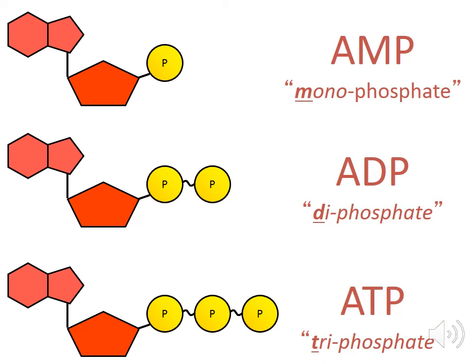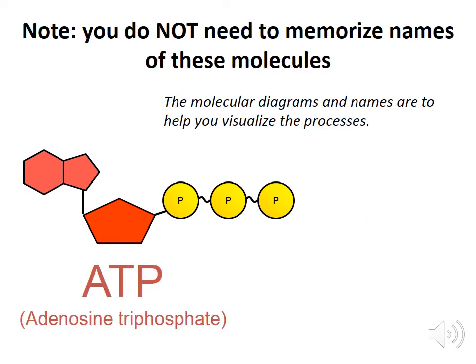We abbreviate these as AMP, adenosine monophosphate, ADP, adenosine diphosphate, and ATP, adenosine triphosphate. So you don't have to memorize the full names of these molecules, just the abbreviations, and the diagrams and names are there to help you visualize how the cell makes ATP.